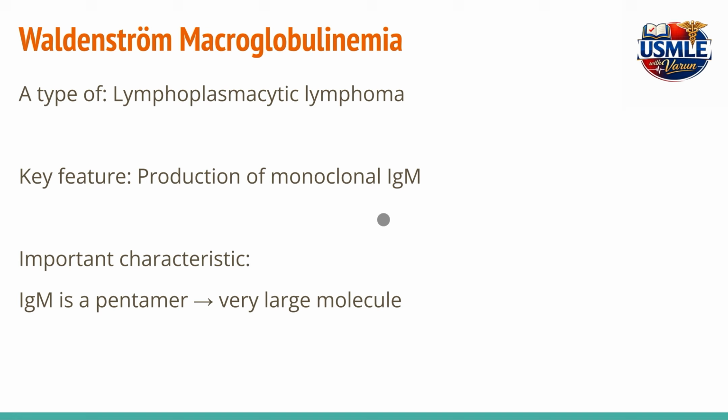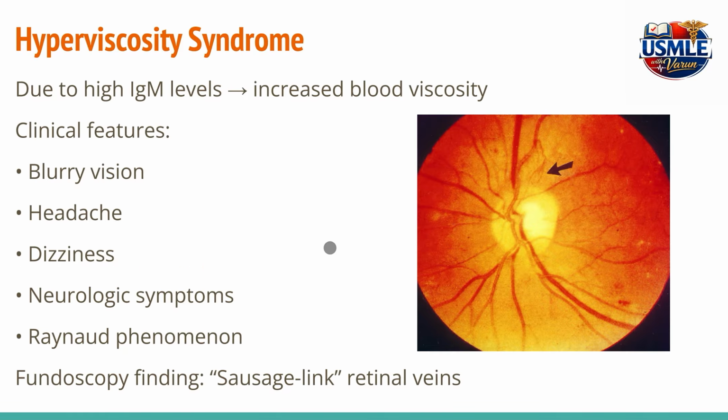So Waldenström macroglobulinemia is a type of lymphoplasmacytic lymphoma, and there is production of monoclonal IgM. This IgM is a pentamer. These are three key points we need to remember and memorize about Waldenström macroglobulinemia. Because IgM is large, this can lead to increased blood viscosity.